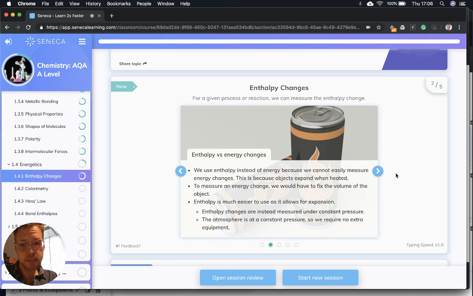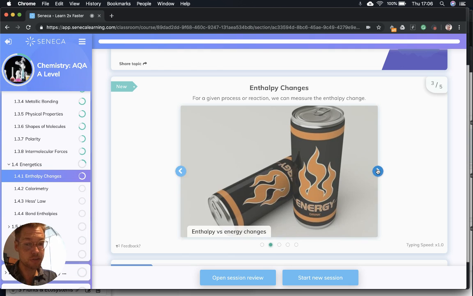So, enthalpy versus energy changes. We use enthalpy instead of energy because we cannot easily measure energy changes. This is because objects expand when heated. To measure an energy change, you would have to fix the volume of the object. Enthalpy is much easier to use as it allows for expansion. Enthalpy changes are instead measured under constant pressure. The atmosphere is at a constant pressure, so we require no extra equipment.